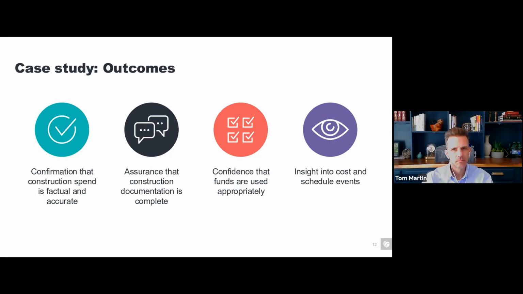And the benefits here of employing a third party to examine your costs and make sure that the information that's being provided to the investor community is complete, accurate, and timely is that confirmation of construction spend is factual and accurate. Nobody wants to see a project that is 30% over budget, or worse yet, is surprised that it's 30% over budget. Assurance that the construction documentation is complete and that you're not going to be running into issues at occupancy certificate time and handover. Confidence that the funds are used appropriately and not misappropriated for something incorrect or inappropriate, and then just overall insight into the project.